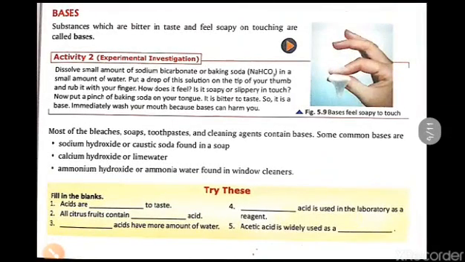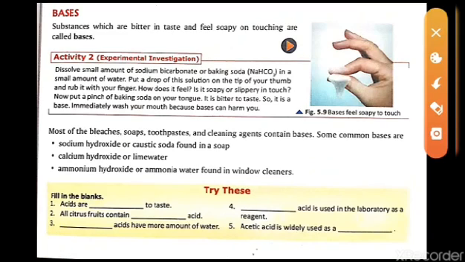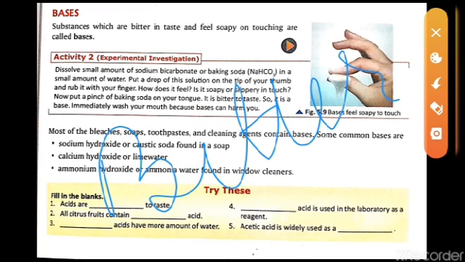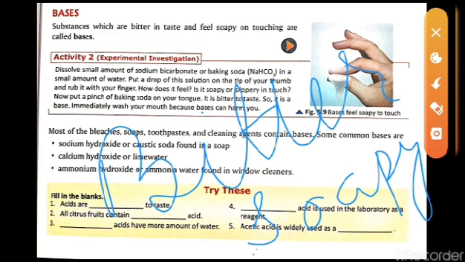Now we have a new topic, which is called bases. So acid is fully completed. Now we have the bases. What was the taste of acid? It was sour in nature. Now a base has a bitter taste, and bases are soapy in nature. If you touch it, it will be soapy, that means slippery, so it is called a base.